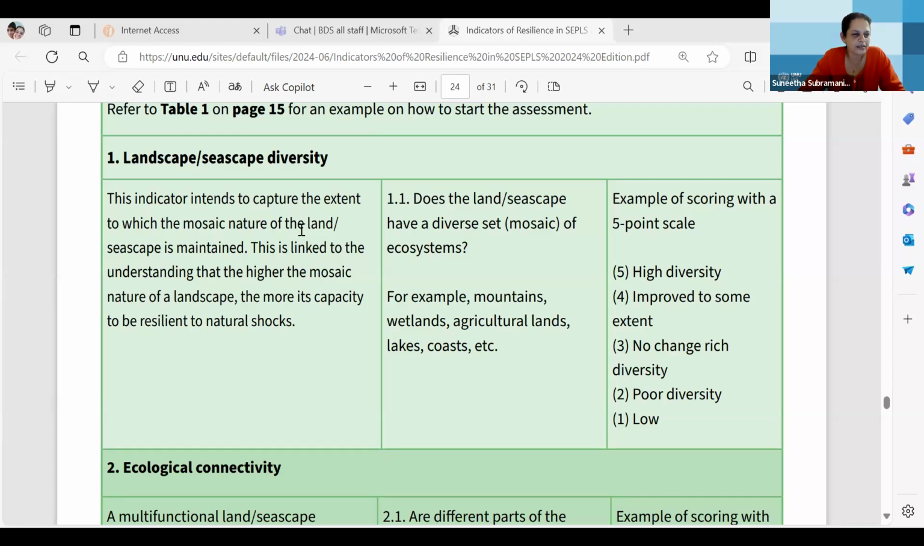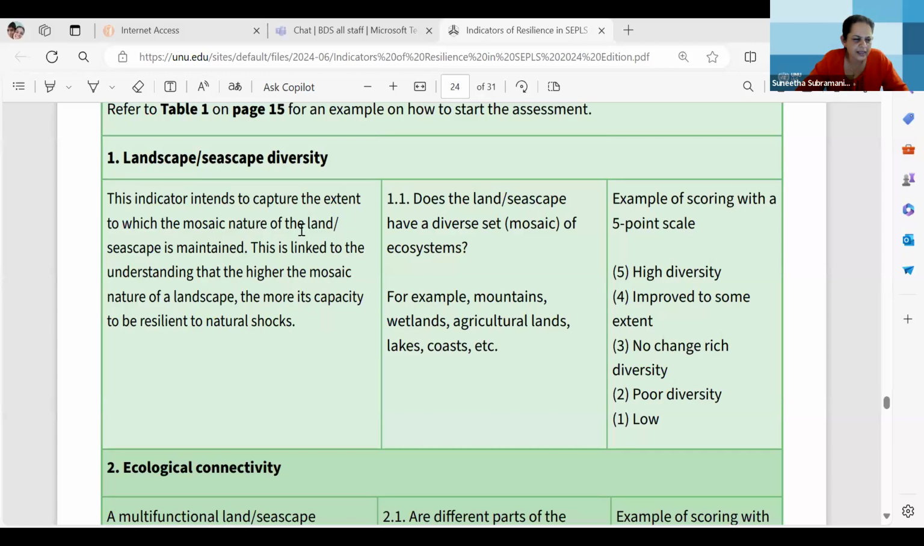So the first topic is looking at the landscape or seascape diversity. And let's keep George's case, the site, the landscape in mind, as much as we recall it. In this particular topic, basically it's about the diversity of the landscape or the seascape. And the way we have explained it is the first cell basically speaks about what the indicator tries to capture. So when we explain it to the community and to the other stakeholders, we know exactly why we are doing this exercise.